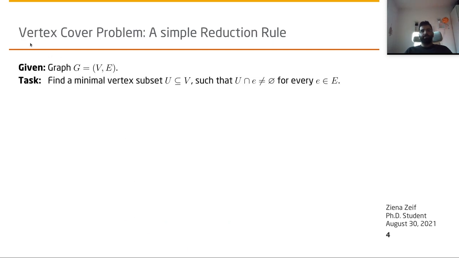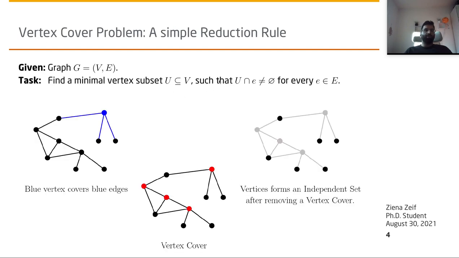Let me illustrate this by the famous vertex cover problem. Given is a graph and our goal is to find a minimal vertex subset such that each edge is covered by this vertex subset. What does covering mean here? For example, this blue vertex covers these three blue edges. The next picture illustrates a vertex cover given in red. You can verify this by picking an arbitrary edge and then you will see that this edge is incident to at least one red vertex.